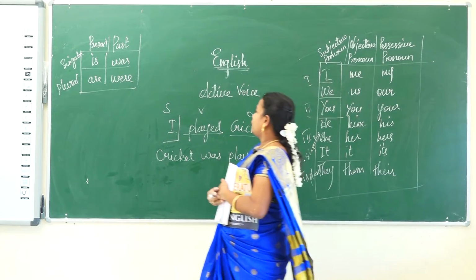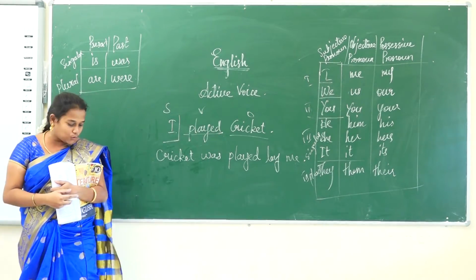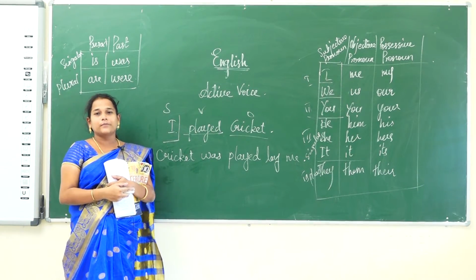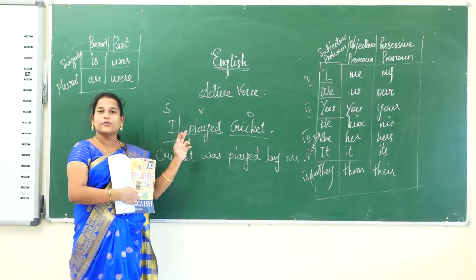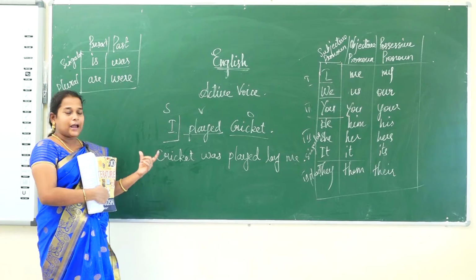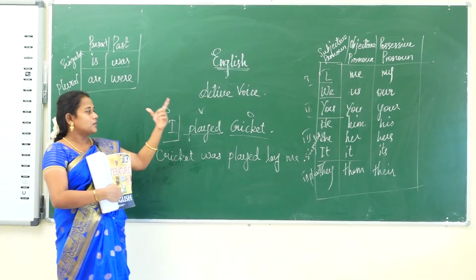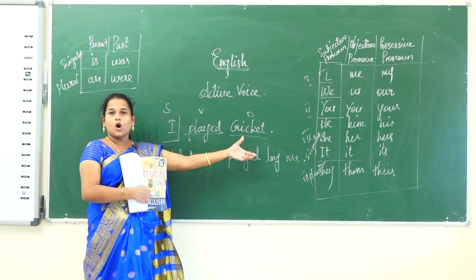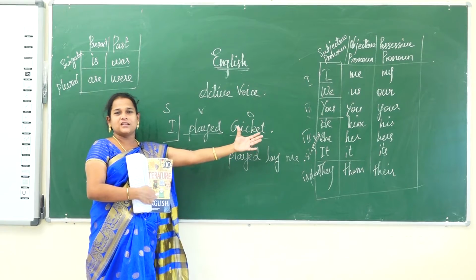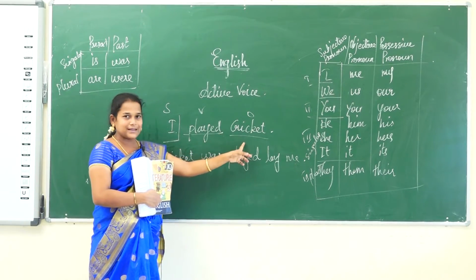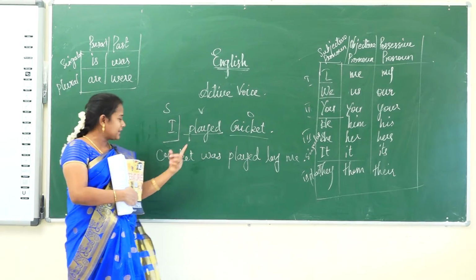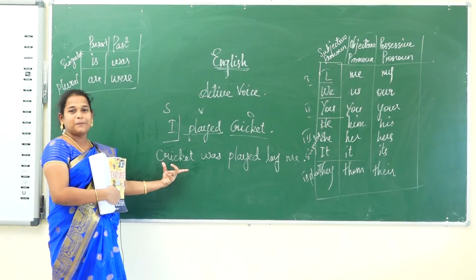So for changing the active voice into passive voice, what are the things we have to remember? The first and the foremost, we have to divide the sentence according to the pattern. Then we have to identify which is subject and which is object. The object of the sentence will come in the place of the subject of the sentence. So the object of the sentence is cricket here. The cricket came here as a subject in the place of the subject.